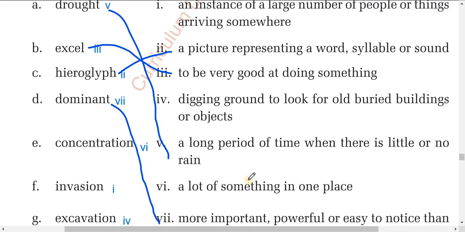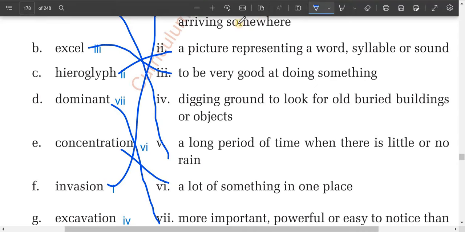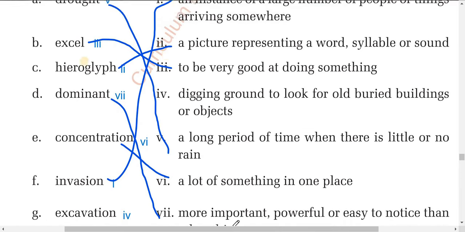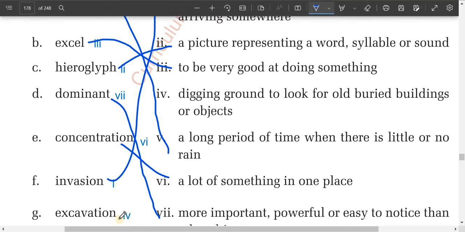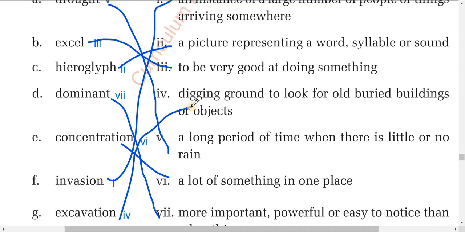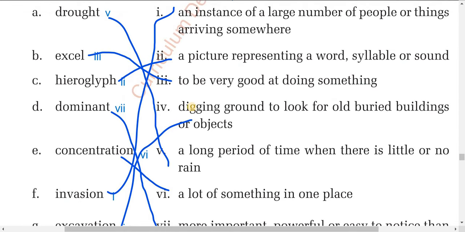Concentration means a lot of something in one place. Invasion, the first one. Excavation means digging ground to look for buildings and objects. So here you can see, students, invasion means the first one: an instance of a large number of people or things arriving somewhere.